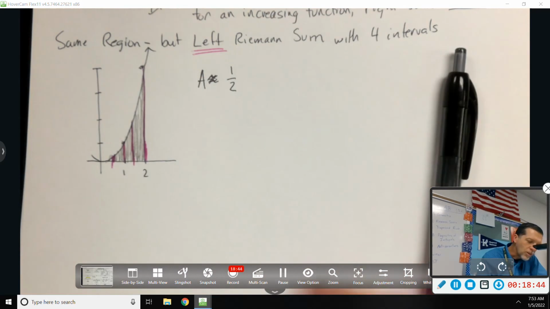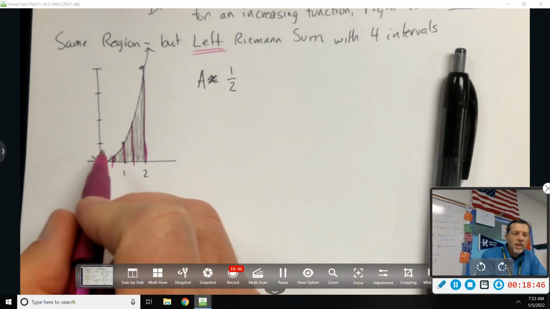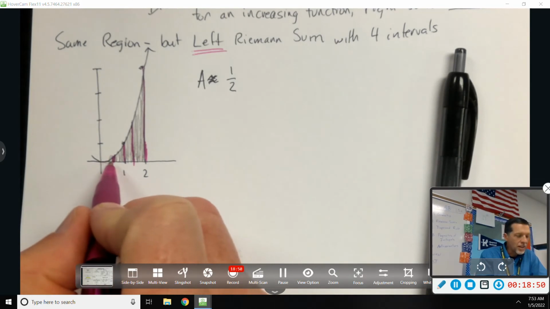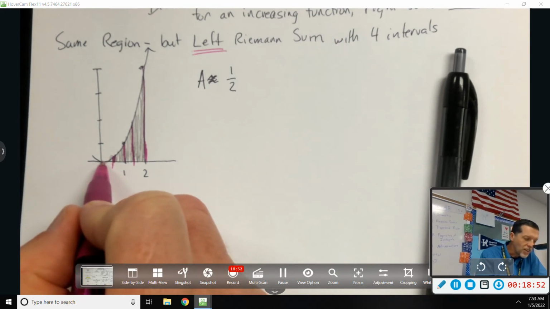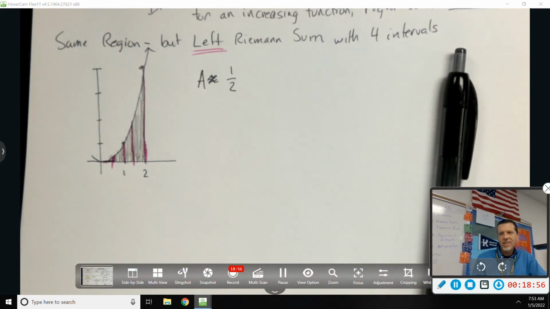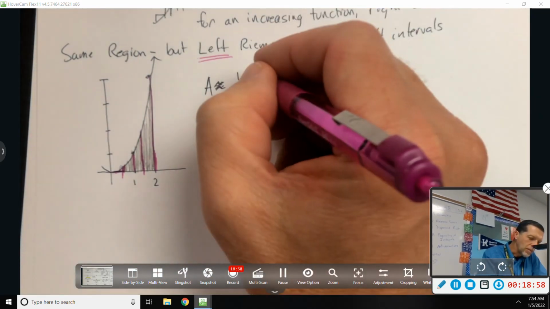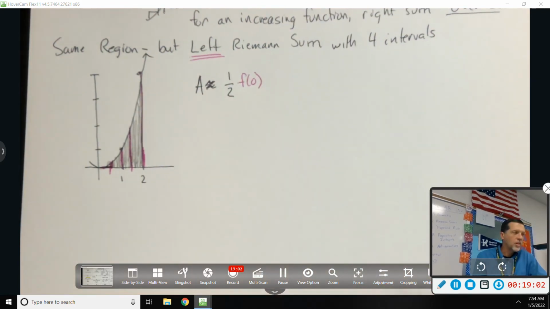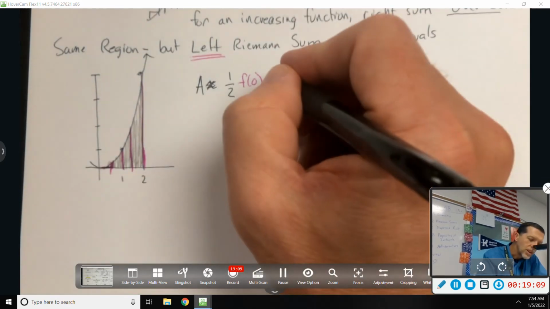Its width is 1/2, because all the widths are 1/2. But on this first rectangle, if I come from the left, how tall is this rectangle? 0. So that's kind of weird, but I'm going to write it that way anyway, f of 0, which is 0, which would zero out that whole term. But I'm going to leave it there for now so that I see my 4 rectangles in a moment.